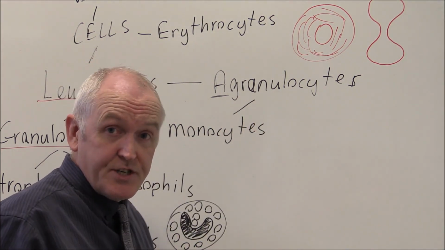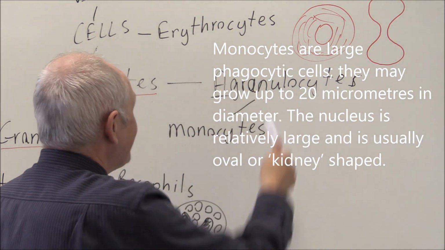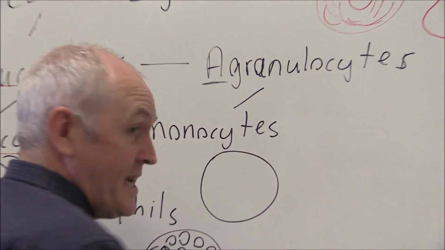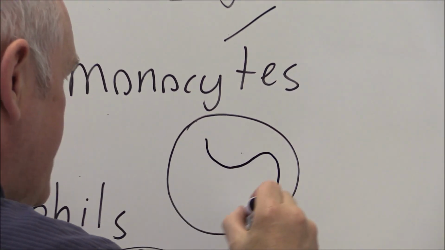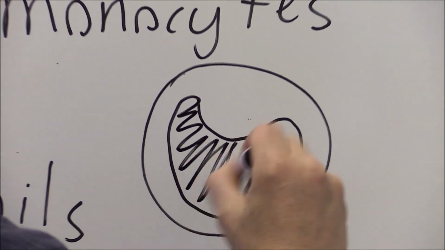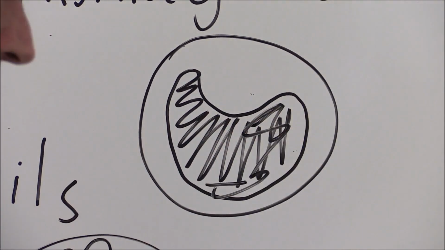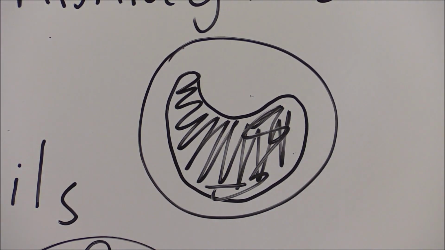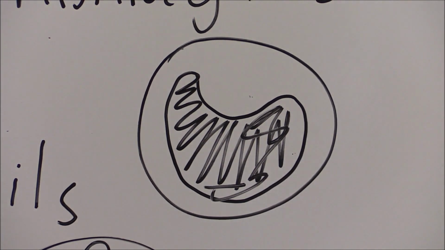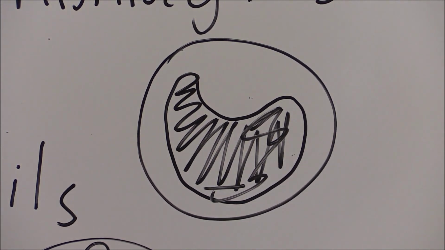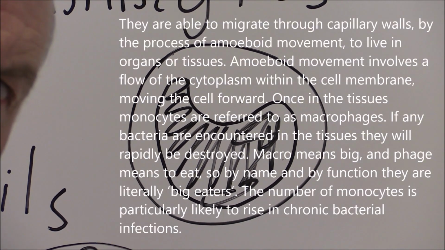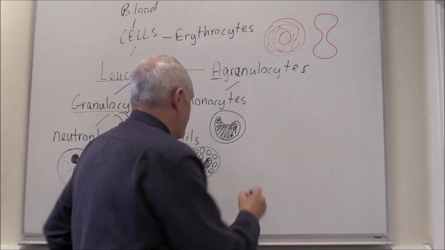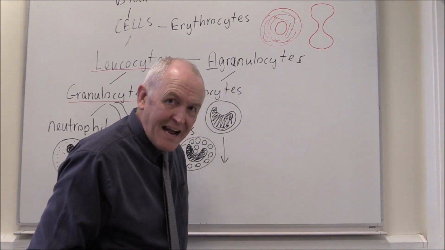Monocytes are fairly large leukocytes. They are agranulocytic leukocytes present in the blood, and they have a fairly large kind of kidney-shaped nucleus like this. And the monocytes in the blood are very important for combating chronic bacterial infections, such as tuberculosis, for example. But the key thing about the monocytes is they don't stay in the blood. The monocytes can migrate out of the blood vessels into the tissues. And in the tissues, the monocytes will become macrophages.